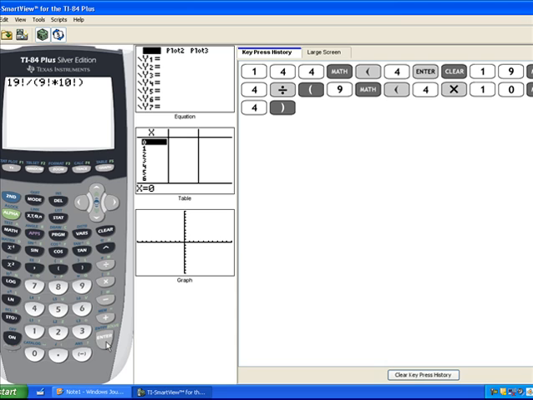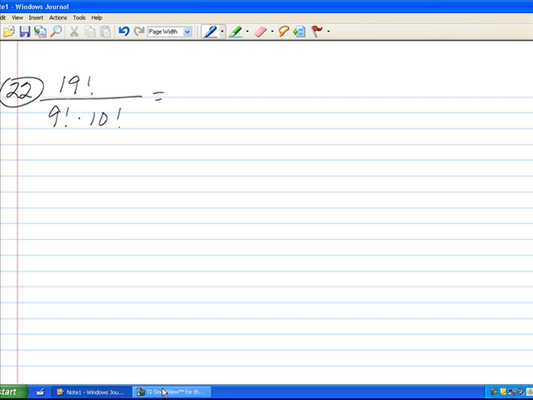Okay, now I'm going to press enter, and I'm getting 92,378. So very important to remember on the calculator to put parentheses around that denominator to make sure both of those stay there.